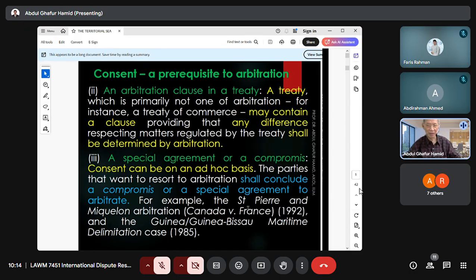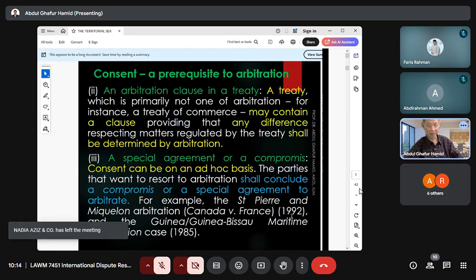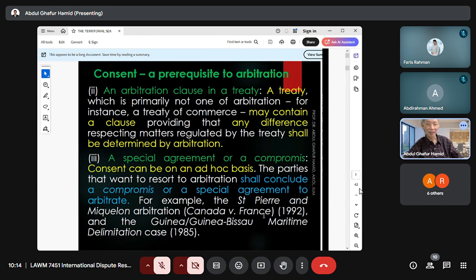I give here two examples on the basis of this special agreement or compromise. The first is the Saint Pierre and Miquelon arbitration, Canada versus France. The second example is the Guinea versus Guinea-Bissau maritime delimitation case in 1985. These two arbitration cases are based on a special agreement or a compromise.